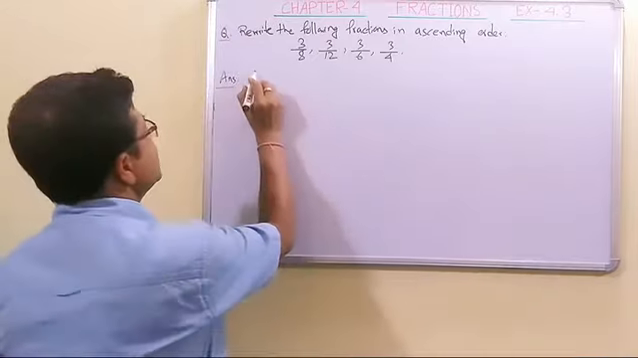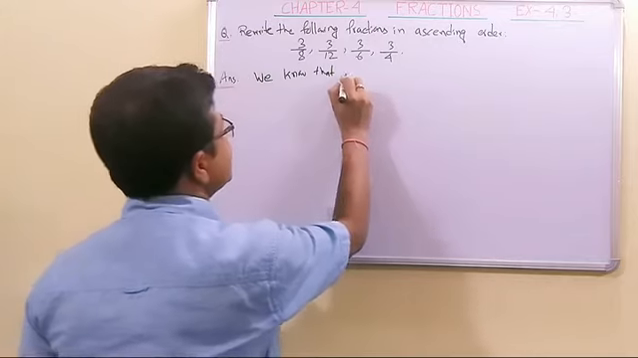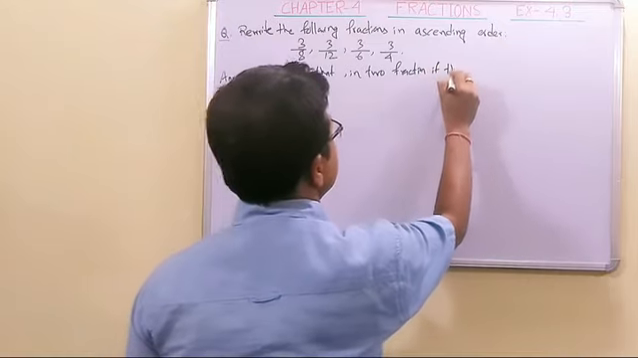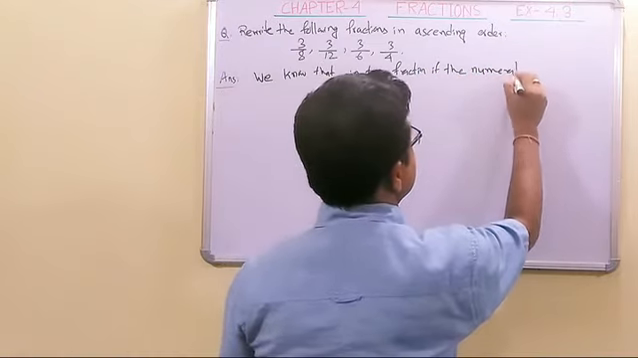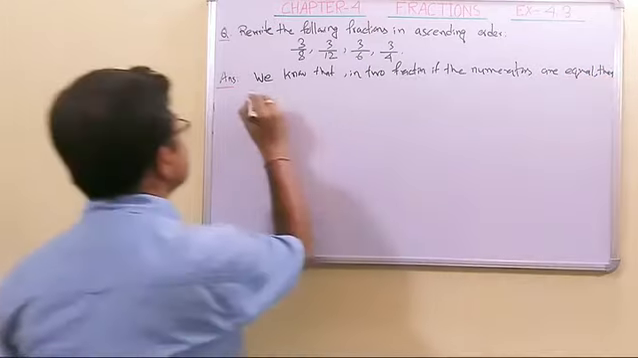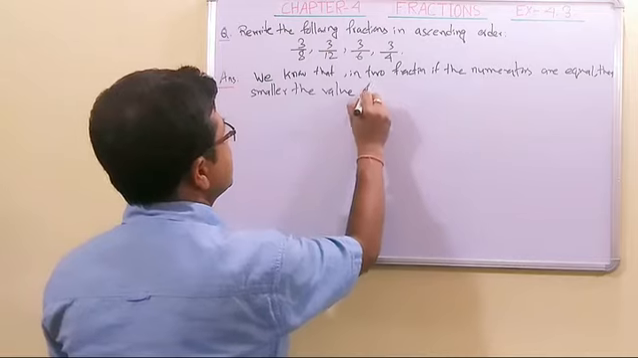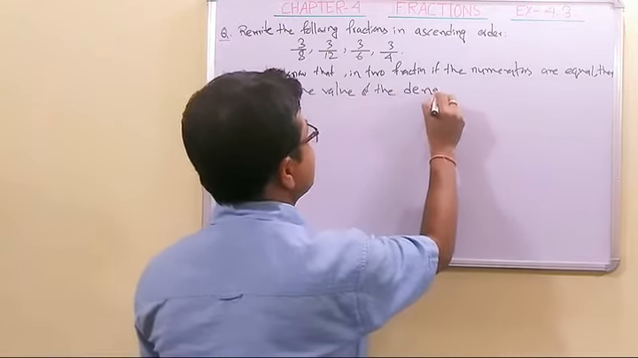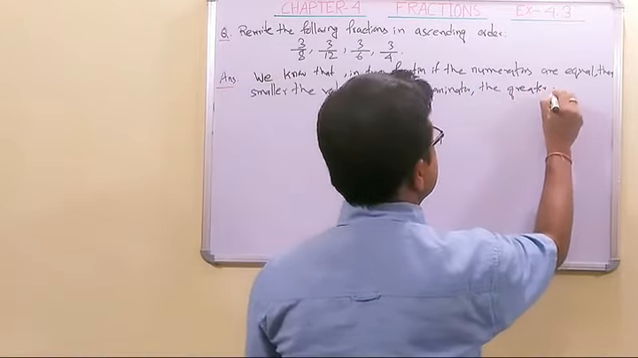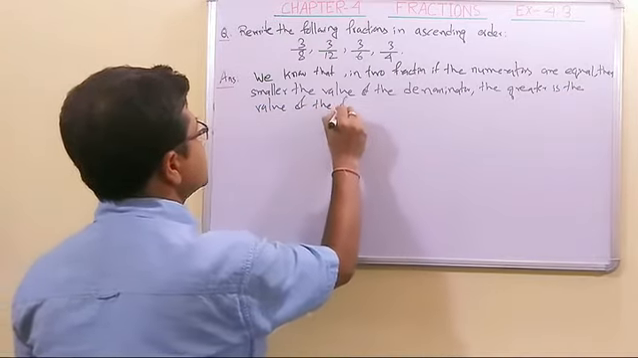Okay, so here we know that in two fractions, if the numerators are equal, then the smaller the value of the denominator, the greater is the value of the fraction.